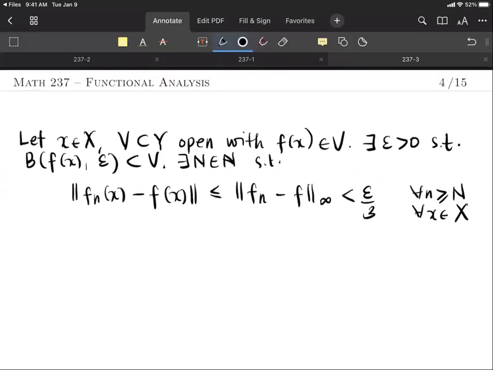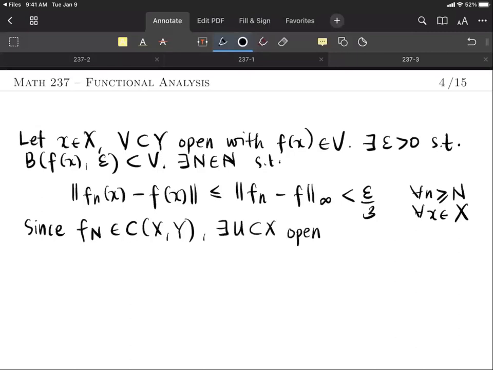Now, since we have this, I take the least possible index, that's capital N. Since this is continuous, in particular continuous at small x, we can find an open set U that contains x and the image under N is a subset of the open set, in particular the open ball containing the image with respect to the continuous function f sub n, and then we take the radius epsilon over 3.